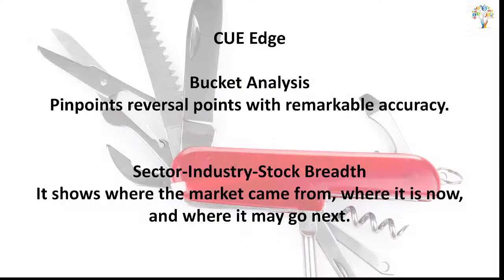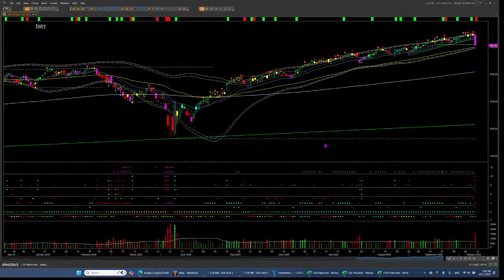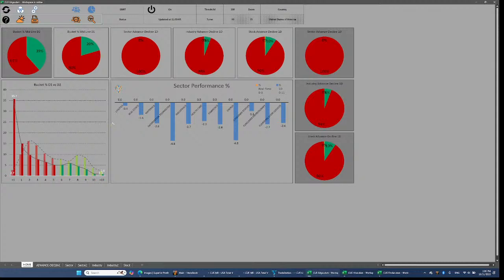Let's look at the market further using QH bucket analysis. That is oversold now. Does not mean it can bounce immediately, but it is certainly oversold. It also has sector industry stock breadth, shows where the market came from, where it is now, where it may go next. Bucket analysis, thanks to Dr. Jeffrey Scott. After watching whose videos I incorporated it in QH, made it 100% real time.